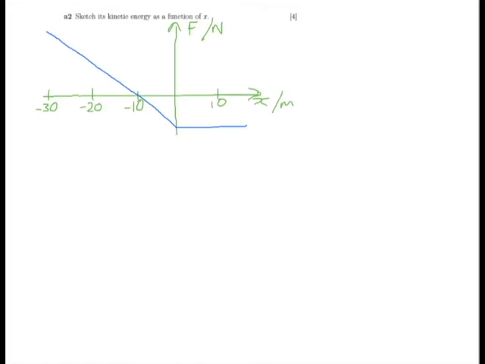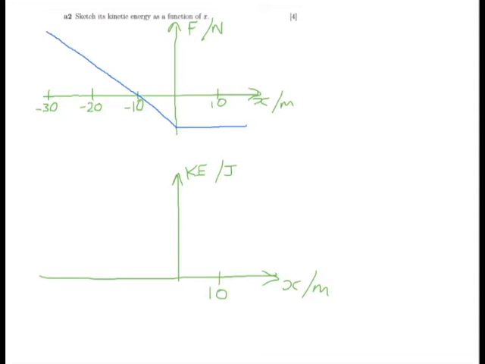The next part of this question is a little bit trickier, worth 4 marks. It wants us to sketch the kinetic energy of the object as a function of x. So let's replicate these axes. I've just sketched the original graph here. Let's replicate these axes below. Kinetic energy on the y-axis, in joules, and because kinetic energy is a scalar quantity, we don't need to worry about leaving room underneath our axis for negative quantities. So x in meters on the x-axis here.